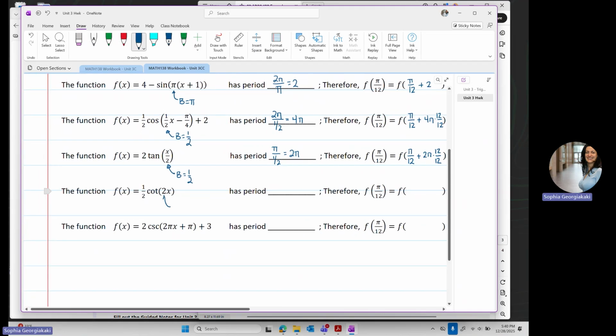This is a cotangent transformation. B is equal to 2. The period of this function is pi divided by 2.